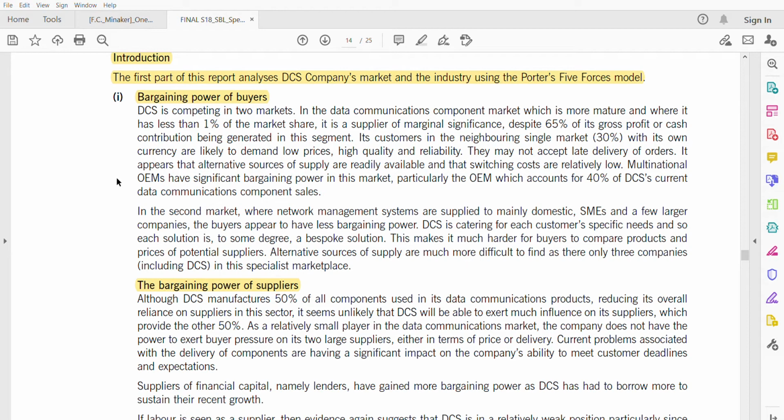Okay, so now let's go through this. The bargaining power of buyers. DCS is competing in 2 markets. They are using this piece of information from where? From the exhibits. Do you have to break your head? Are you getting this information from your textbook? Are you getting this information from your knowledge? Your knowledge is not helpful here. This is what I wanted to show you.